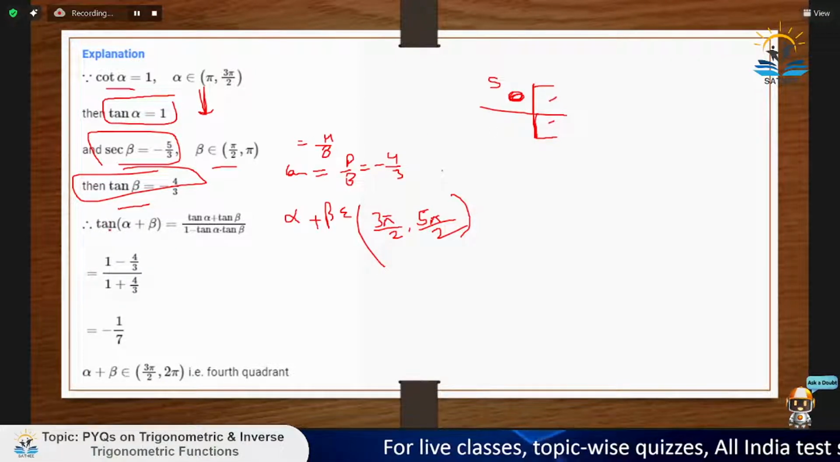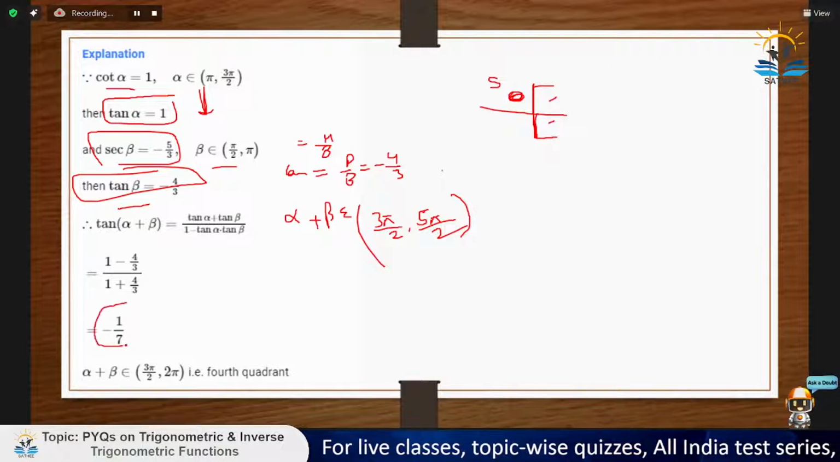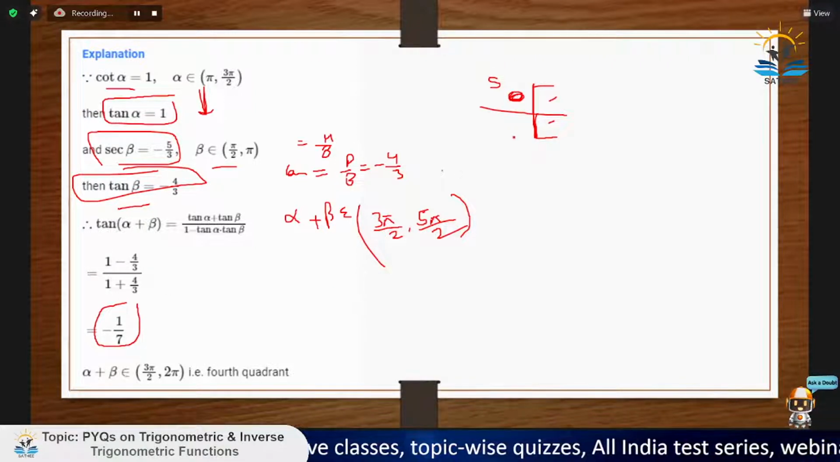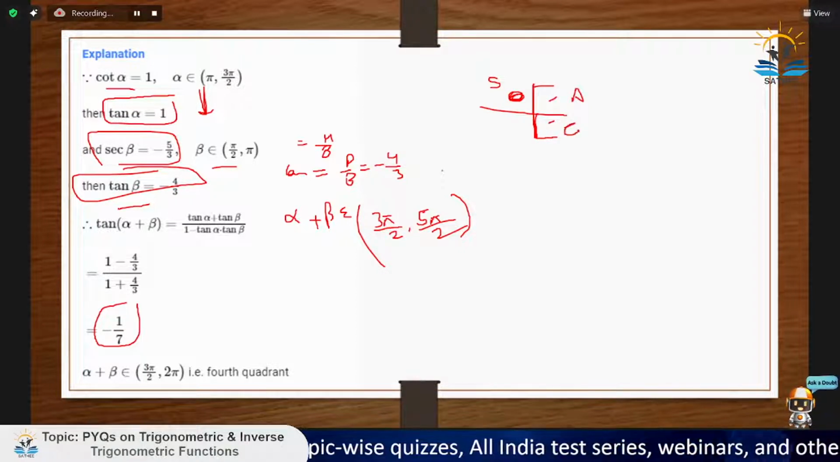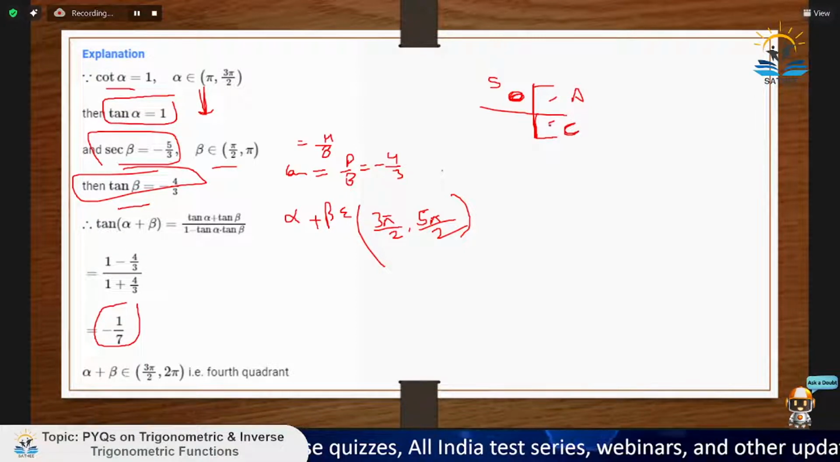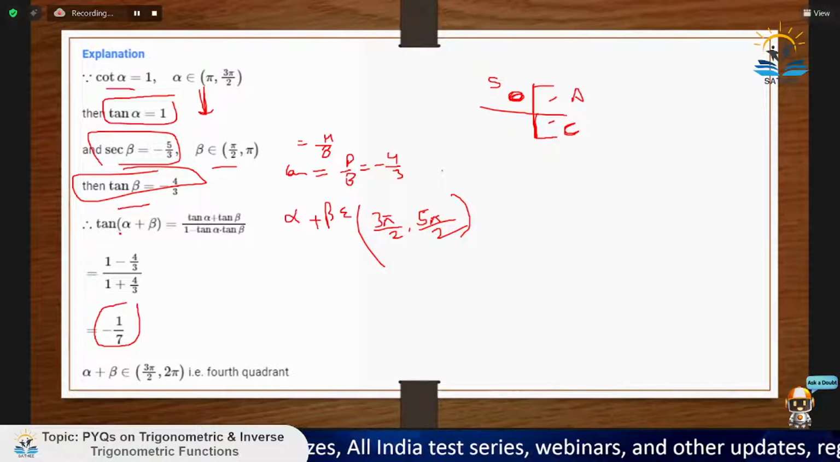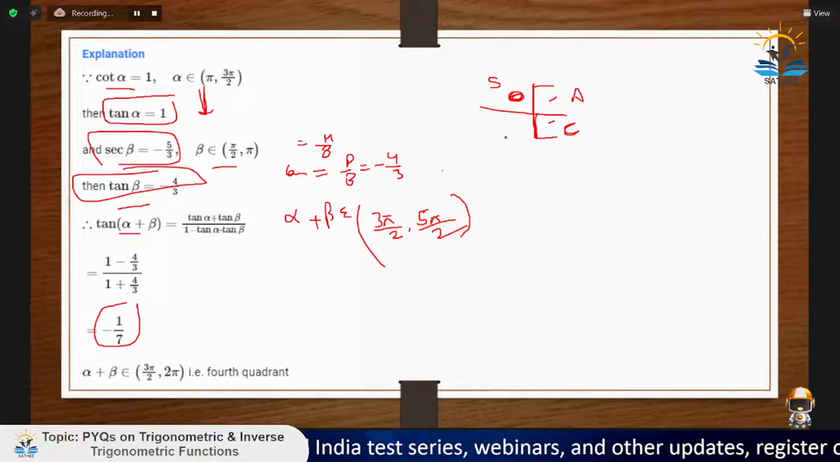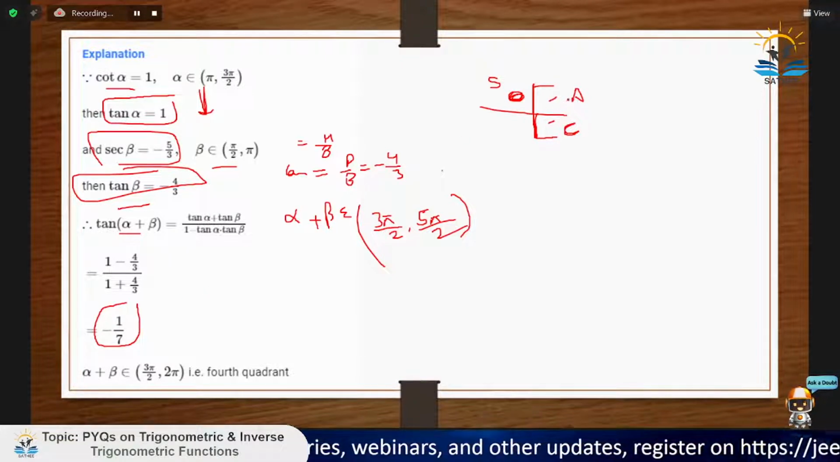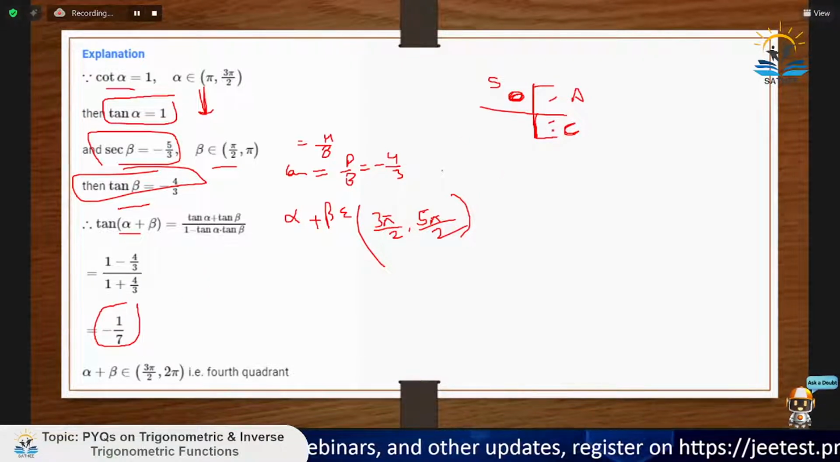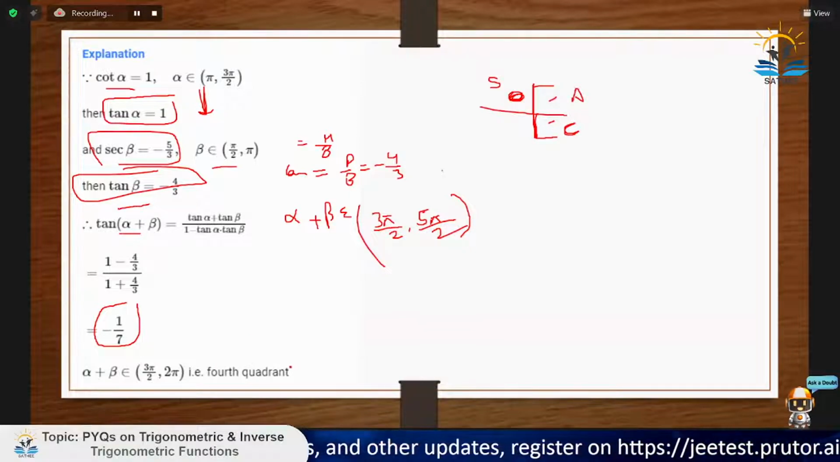But I'm getting tan of alpha plus beta to be negative. I'm getting tan negative, and here all are positive, and here only cos is positive. So in this quadrant my tan would be negative, and I'm getting tan of alpha plus beta to be negative. If it would be in first quadrant, then it should have been positive, but क्योंकि ये negative है, it implies कि ये fourth quadrant में. So alpha plus beta lies in fourth quadrant.